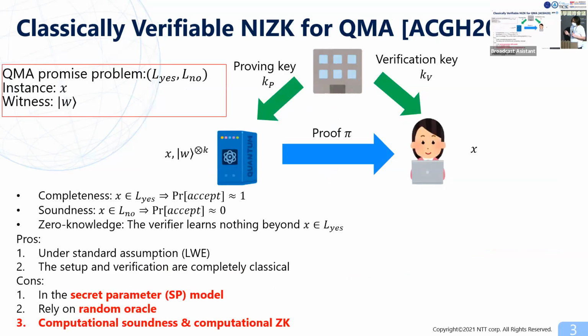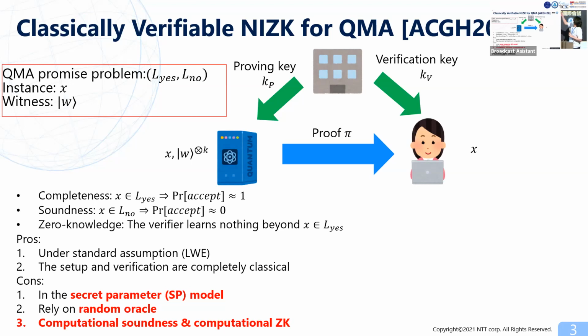There are several existing works about classically verifiable NIZK for QMA. First, I review the work by Alagic et al. In NIZK, intuitively, a prover can non-interactively prove that some statement is true in such a way that the verifier doesn't learn anything beyond the correctness of the statement. And it is easy to see that this is impossible in the plain model.